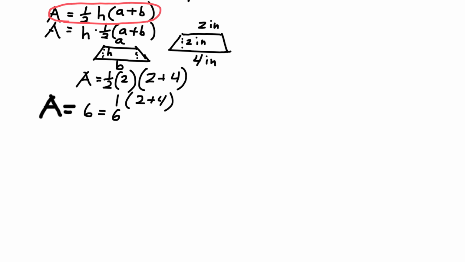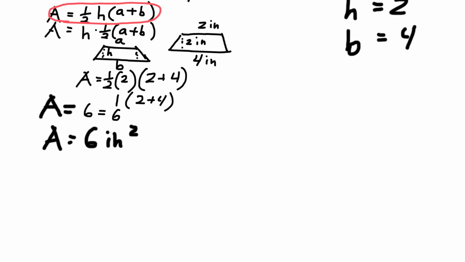Area equals 6. But we were dealing with inches, so the area equals 6 inches squared. Okay, so we said the A was 2, H is 2, and B is 4. But what if we didn't have one of these? What if we didn't have the A? So let's scratch that out. Okay, we didn't have the A, but instead we had the area, which is 6 inches squared, and this is inches, and this is inches.